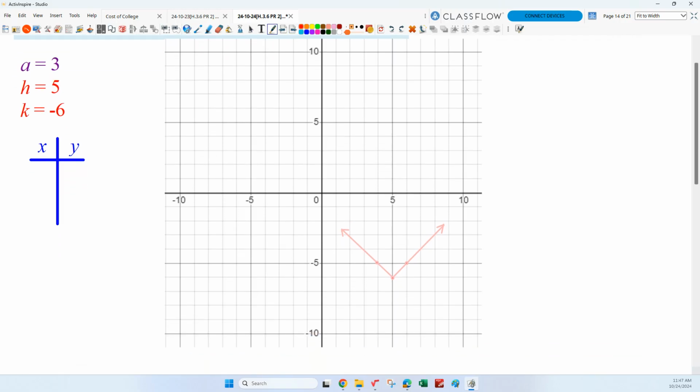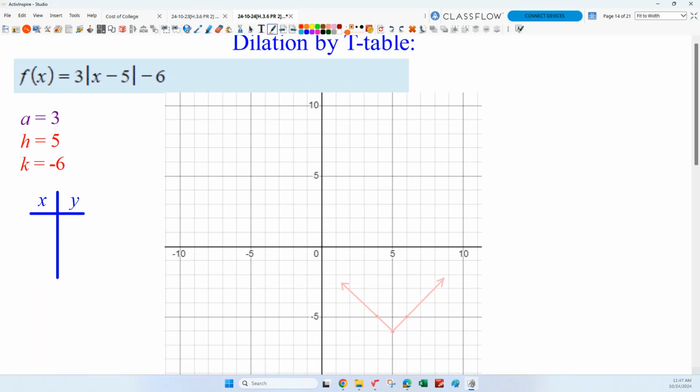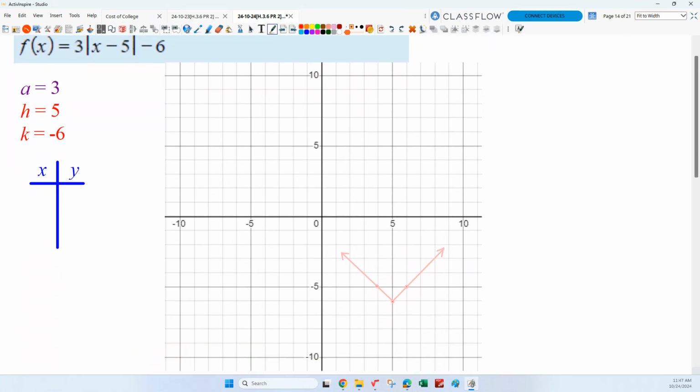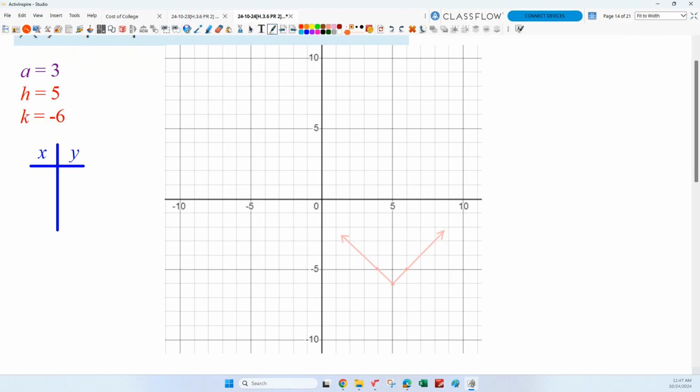What's one point that we already know sits on that graph before we do any translation? 5, 6. Yeah, we know the coordinates of the vertex, right? The vertex has coordinates 5, negative 6. So those are already points that we know sit in our t-table. Well, how do you use a t-table? Remember how that works? From back in the day?